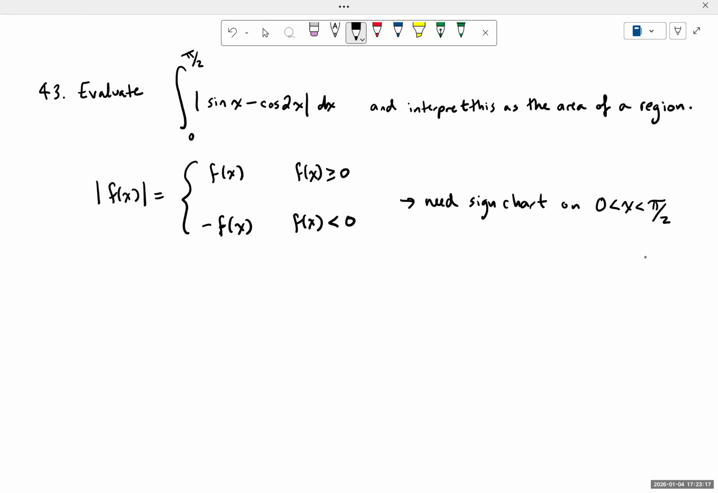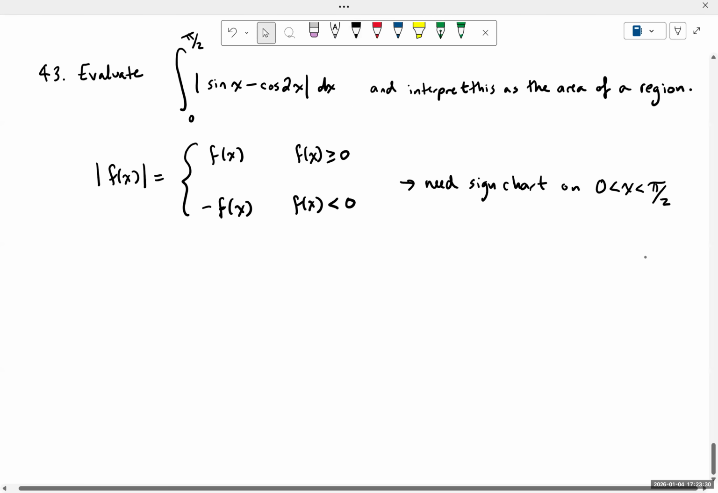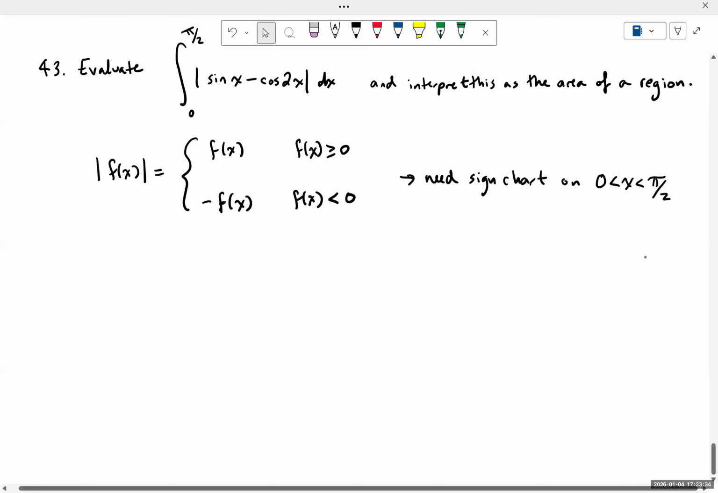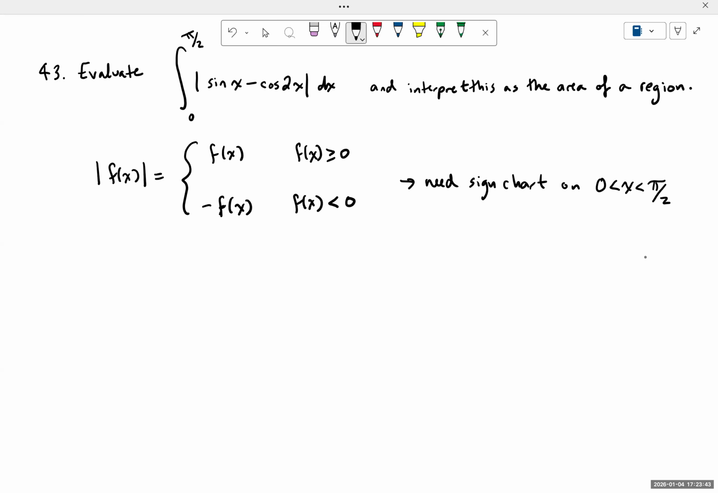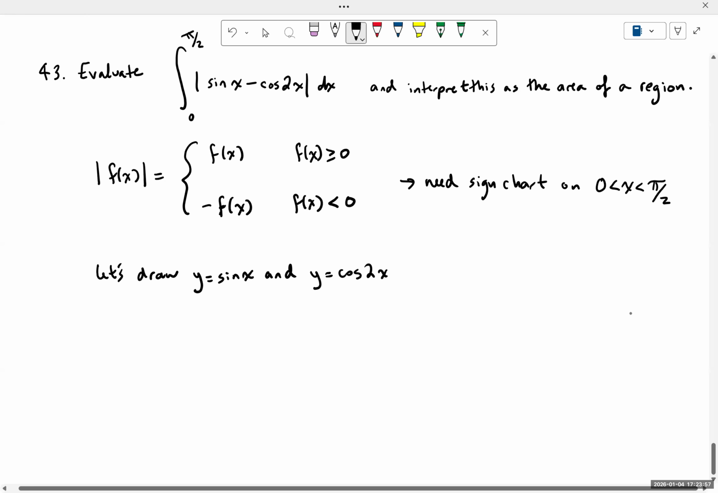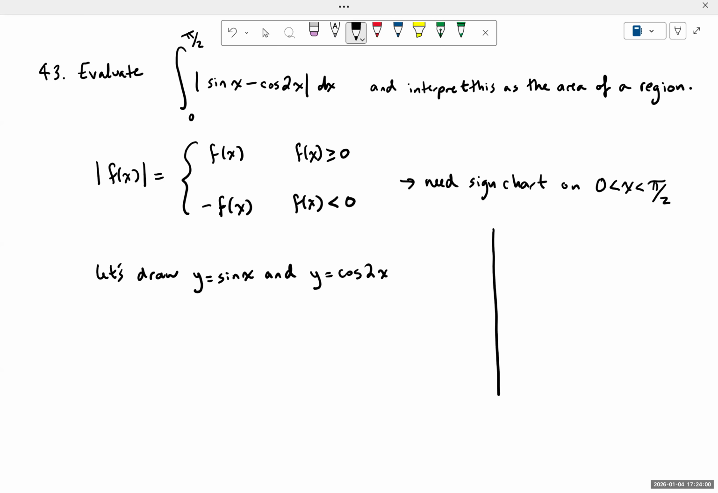Okay. However, notice they said interpret this as an area of a region. Maybe I can make my life a little bit easier if I think more geometrically, right? So let's try to draw the region, and I think the original wording says to draw the region as well, so we're not making ourselves extra work, but let's try to think of this as the difference between two functions. So let's draw y equals sine x and y equals cosine 2x and see what the heck that really looks like. Again, I want it from 0 to pi over 2.